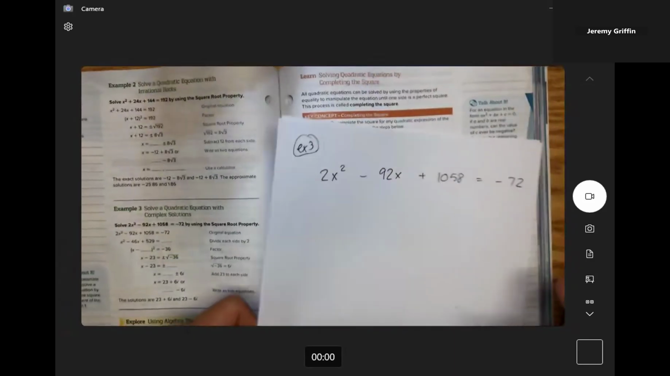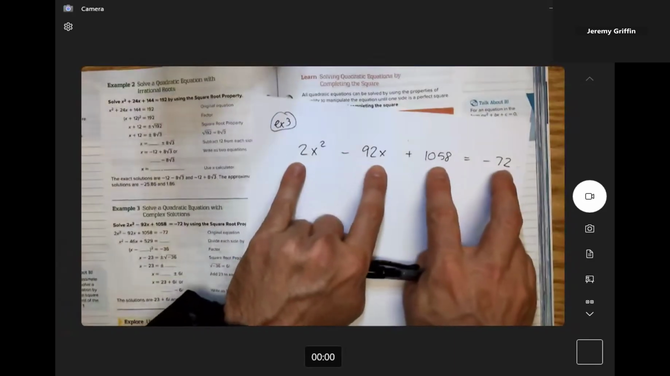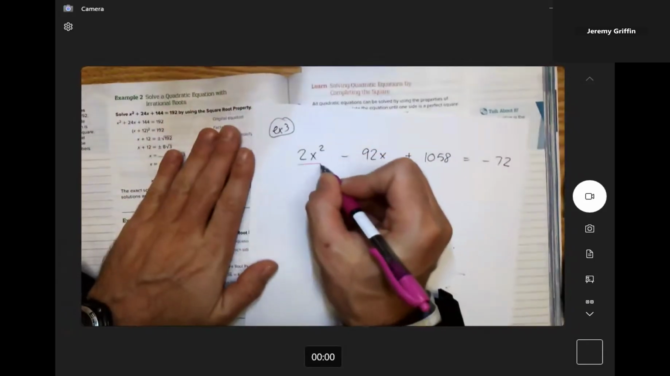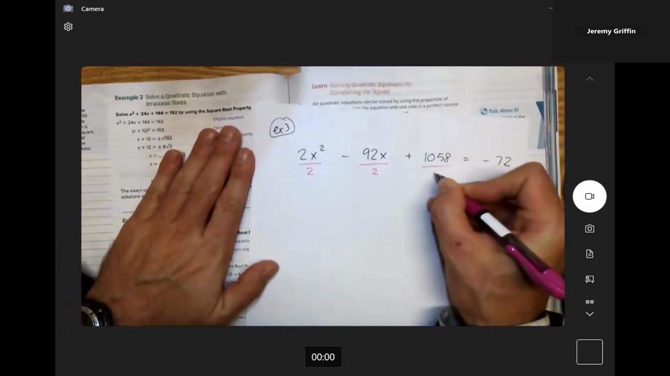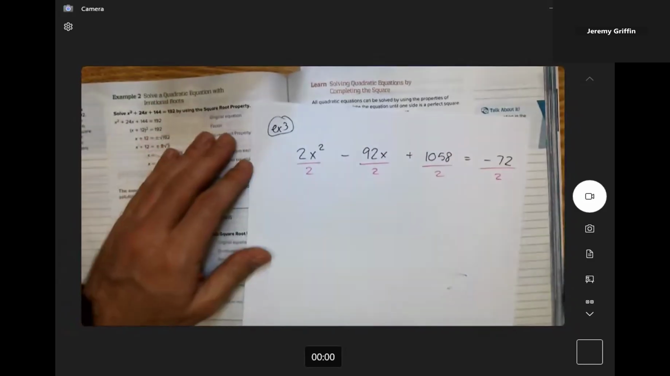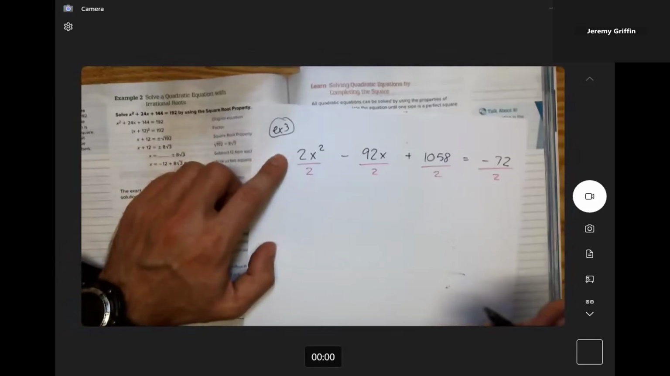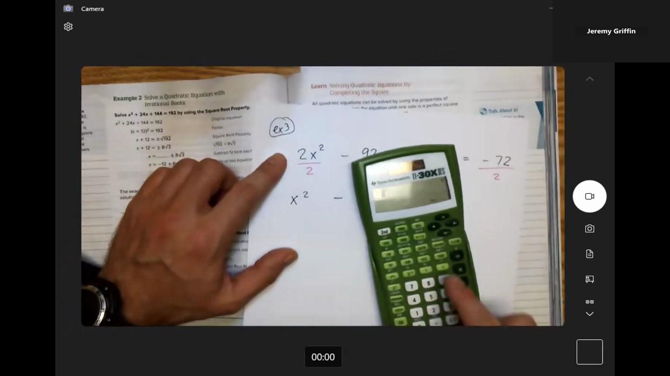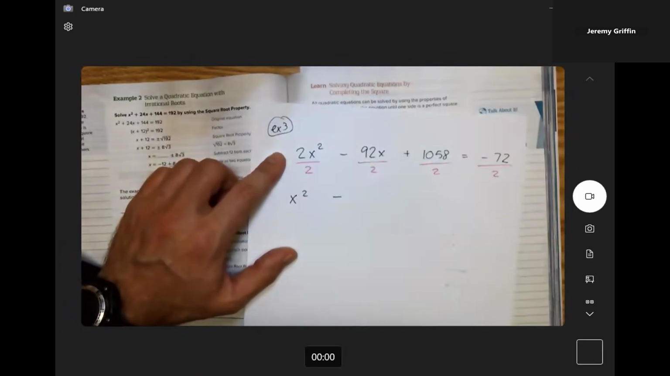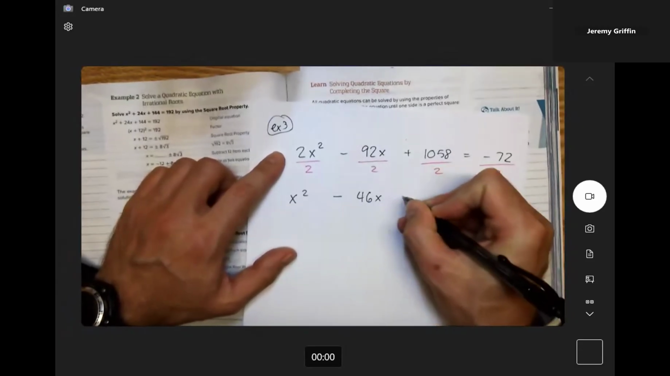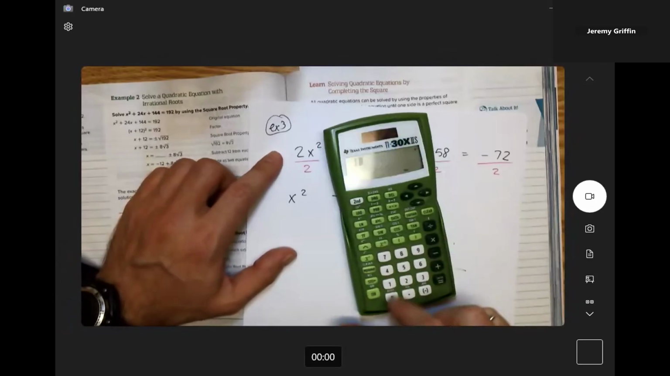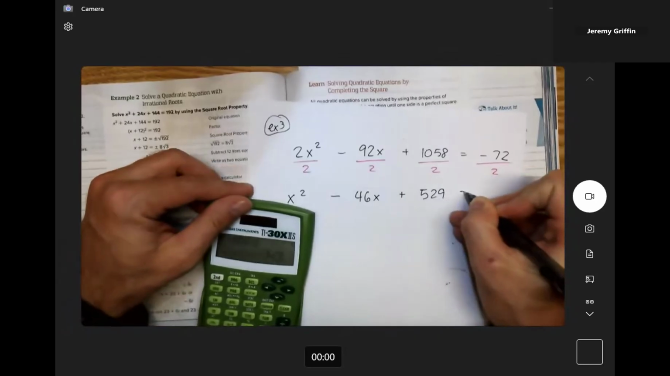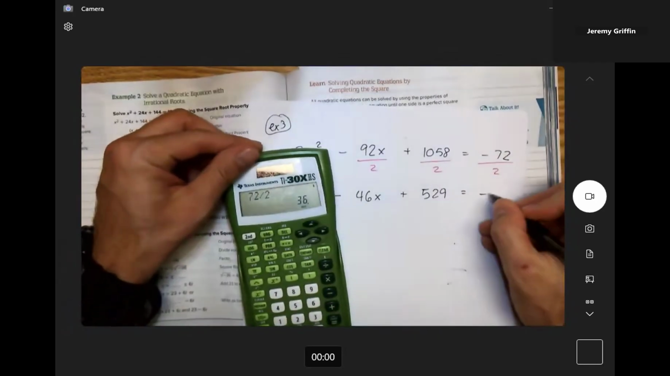The one thing I see right away is that these four terms are all even. I don't know if the book wants you to do this or not, but if I have four terms and I divide them all by 2, that's perfectly valid. It'll at least get rid of that coefficient. And that looks more familiar. So x squared minus 46x plus 529 equals negative 36.